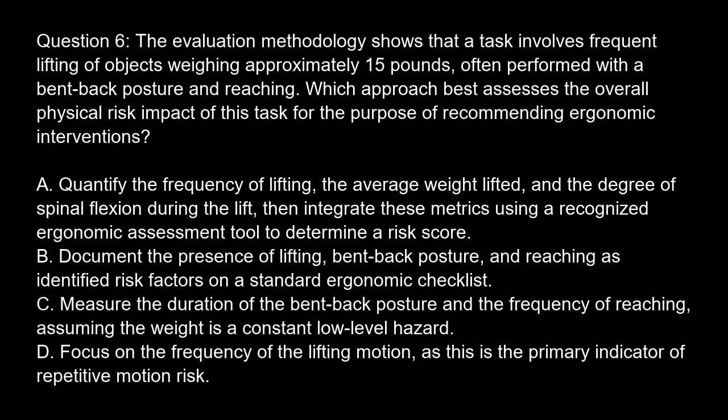Option B. Document the presence of lifting, bent back posture, and reaching as identified risk factors on a standard ergonomic checklist. Option C. Measure the duration of the bent back posture and the frequency of reaching, assuming the weight is a constant low-level hazard. Option D. Focus on the frequency of the lifting motion, as this is the primary indicator of repetitive motion risk.